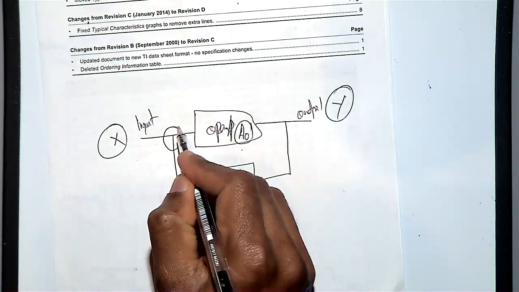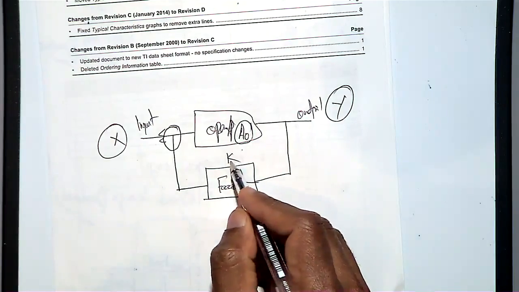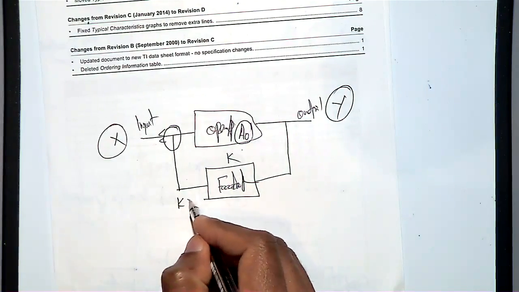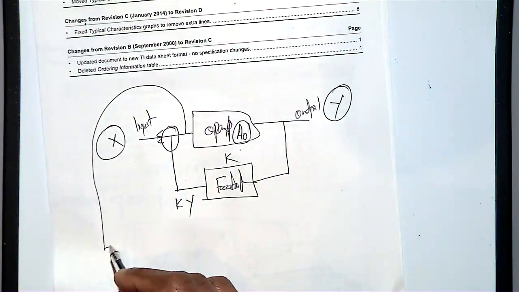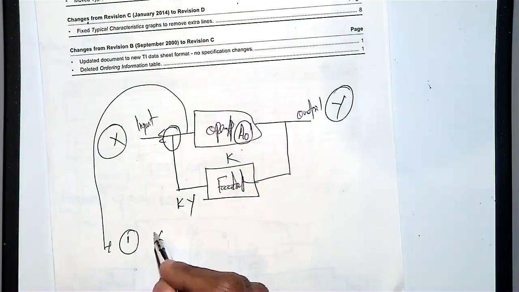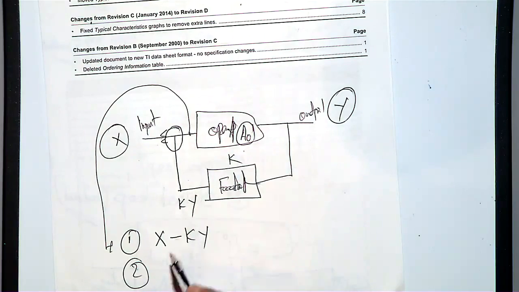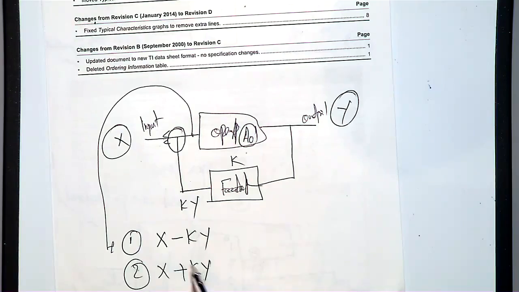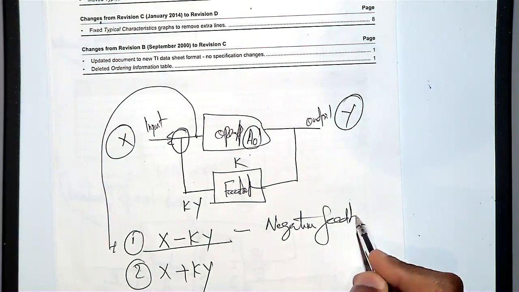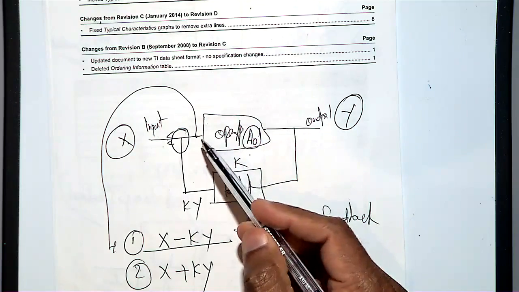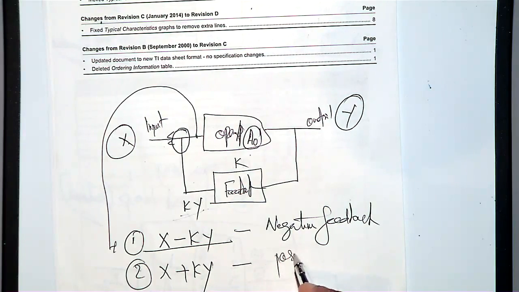When you connect here, there are two ways you can do it. The feedback factor is K, the feedback constant which we studied in the ECD. So this becomes K into Y, and X is coming here. At this point you have option number 1: either you subtract KY from the input, or option number 2: at this point you have X plus KY. If your input signal is subtracted from KY, that is called negative feedback, and the other is called positive feedback.